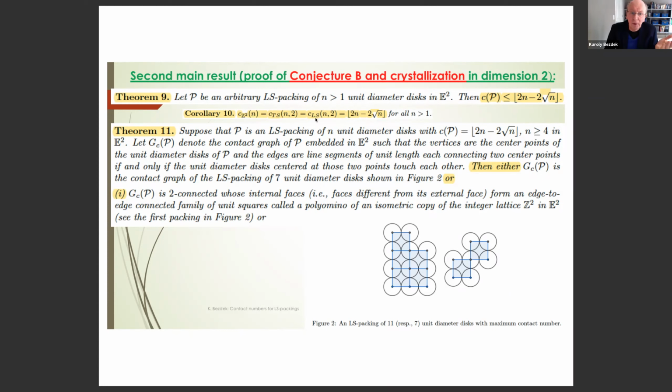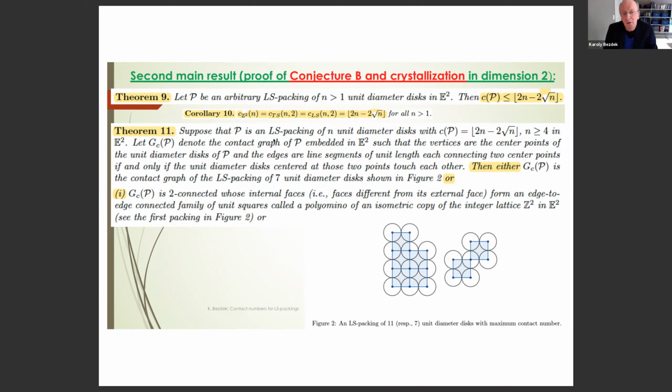So locally separable unit disk packings behave the same way as totally separable unit disk packings, which behave the same way as unit disk packings with centers chosen from a lattice in the plane. And the maximum contact number is obtained with this nice formula. In fact, one can do more. There is a crystallization result, which is an analog of Charles Radin's crystallization result, Heitmann-Radin's crystallization result. Namely, we can characterize the extremal configurations completely.